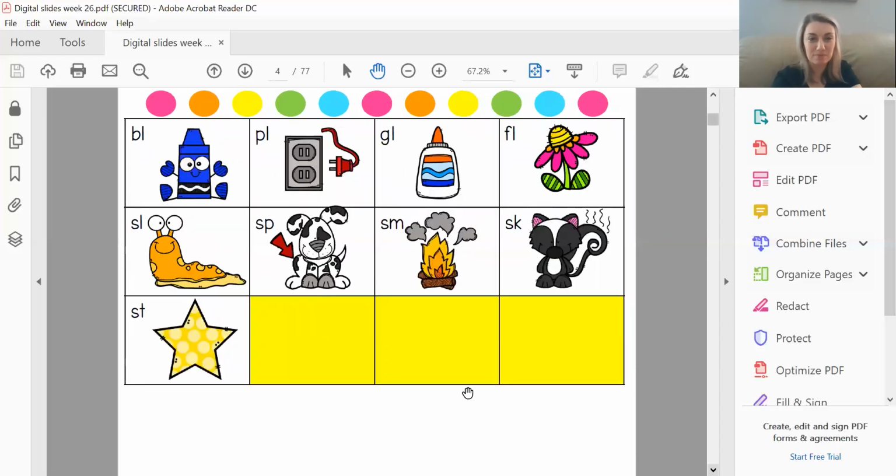Way to go, friends. All right, as before, I'm going to use my pictures to help me understand how to say these blends. Blue, B-L, blue. Plug, P-L, plug. Glue, G-L, glue. Flower, F-L, flower. Slug, S-L, slug. Spot, S-P, spot. Smoke, S-M, smoke. Skunk, S-K, skunk. Star, S-T, star.